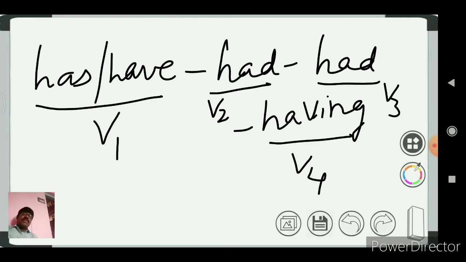So friends, like this, we can write any type of verb form. So students, these verb forms are very, very important. You should learn as many verb forms as you can. Right? Practice the verb forms well. Use them properly. Thank you so much.